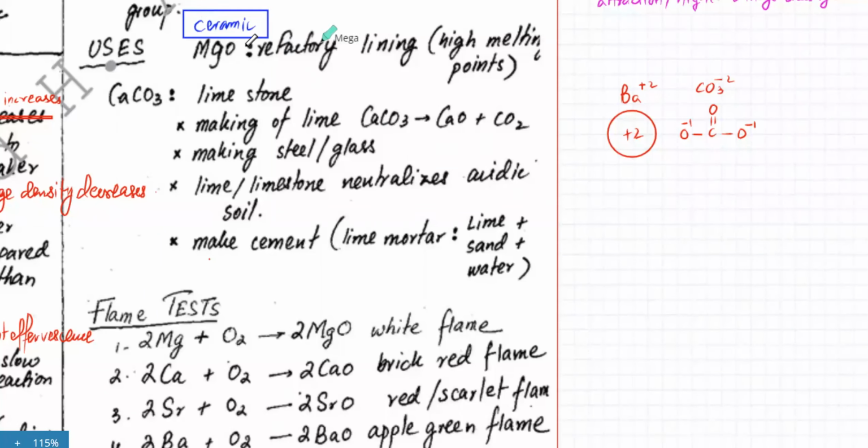Write down its properties. It's got very high melting points, and because of the smaller ion, the ionic bond is really, really strong.